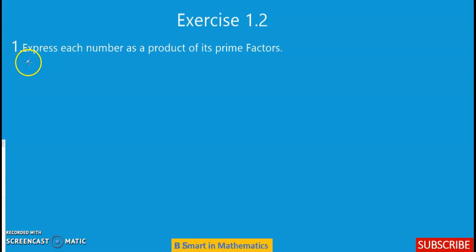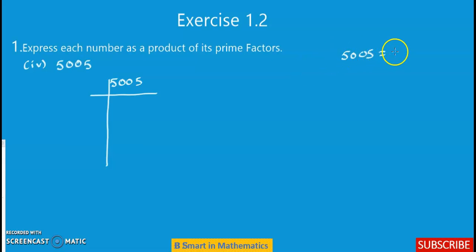And the next number is 5005. You have to express this number as a product of primes. Yes, obviously in its ones digit it is having 5, so it is obviously divisible by 5. So 5005 can be written as 5 into 1001. So write the prime number here, write 1001 here.